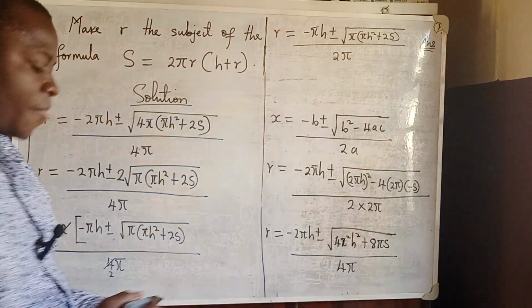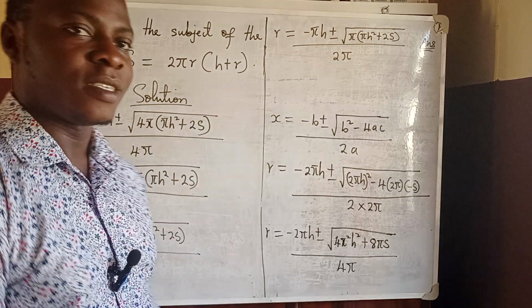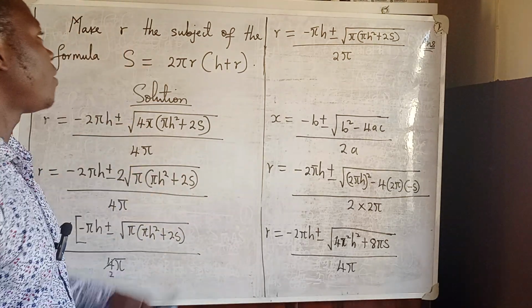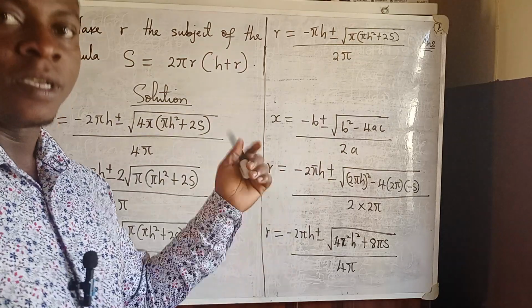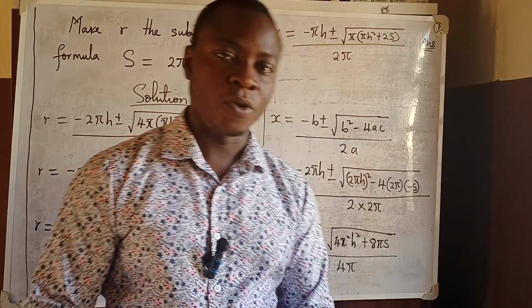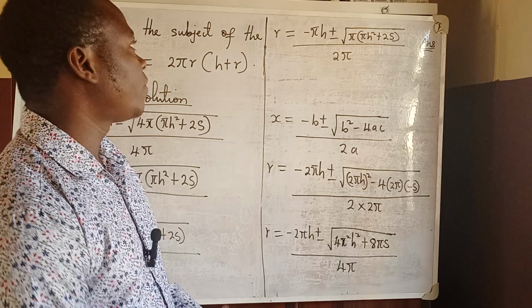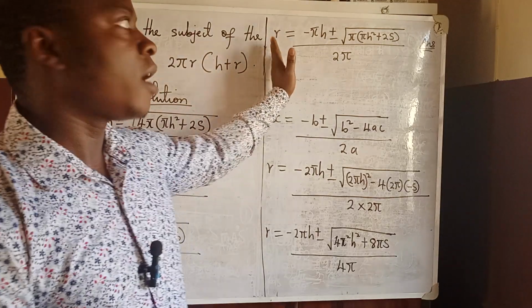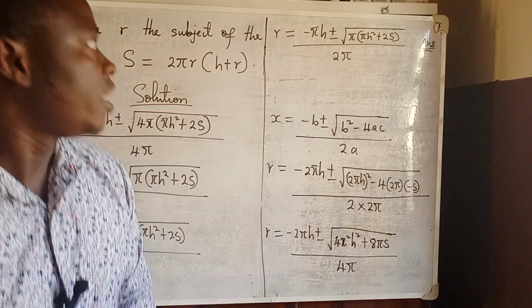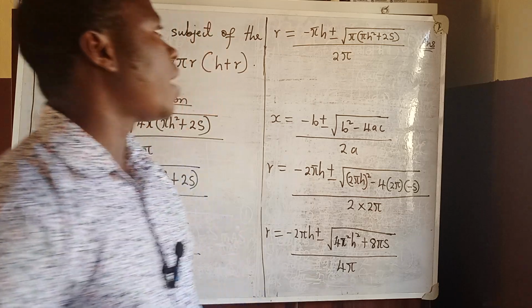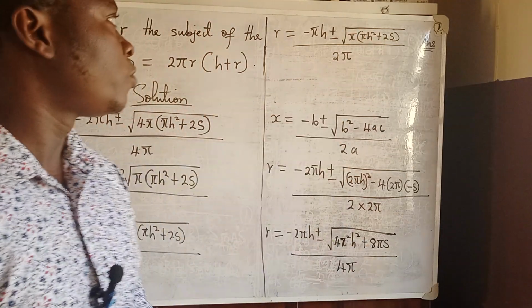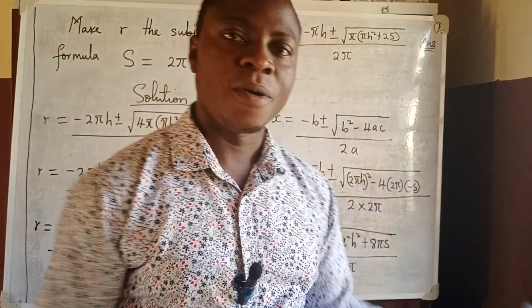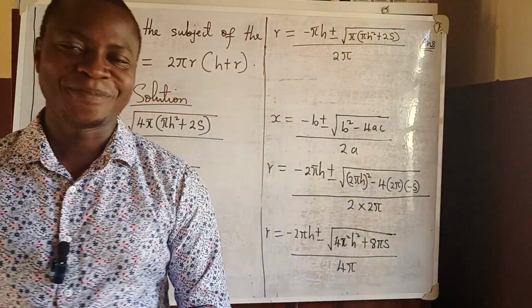So that is the answer. To make R the subject of this formula, S equals to 2 pi R into H plus R, which is the total surface area of a closed cylinder, the answer is R equals to minus pi H plus or minus the square root of pi into pi H squared plus 2S, all over 2 pi. That was very simple.